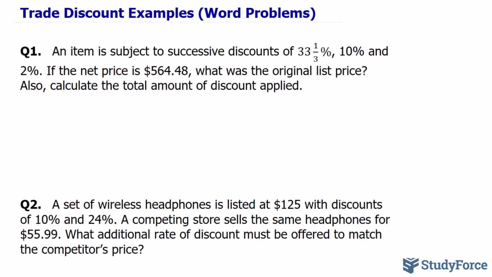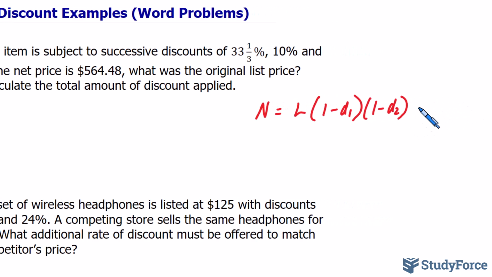Let's start by writing out some important formulas. Because we have more than one discount, we'll be using the following formula, where N represents the net price, L represents the list price, and lowercase d represents a discount. And since we're dealing with successive discounts, we'll have 1 minus d sub 1, that's our first discount, 1 minus d sub 2 for our second discount, and 1 minus d sub 3 for our third discount. So the net price here is $564.48. And what we're looking for is the original list price.